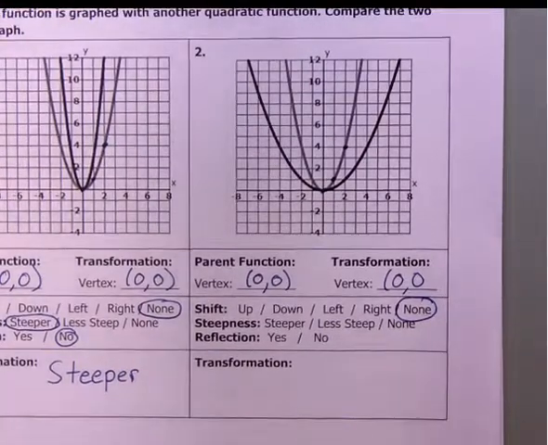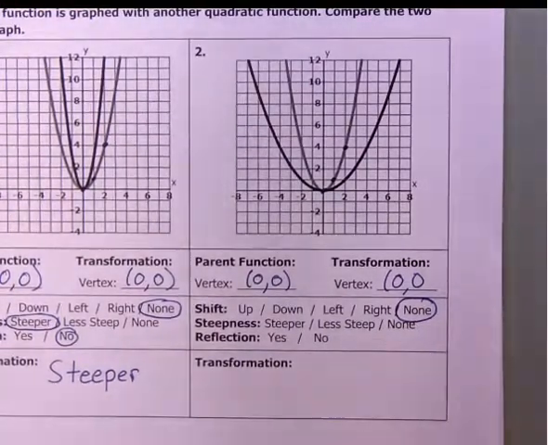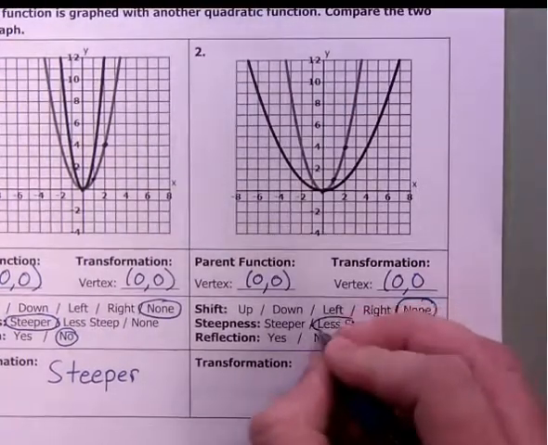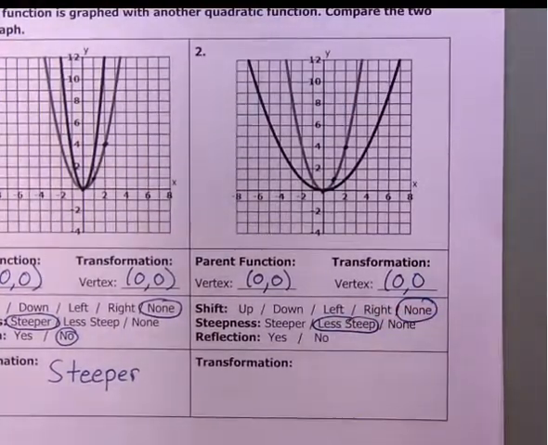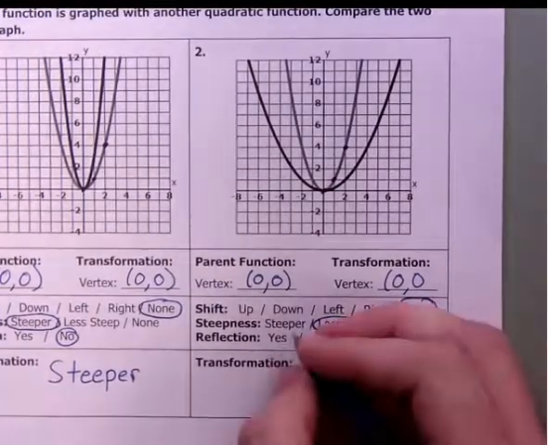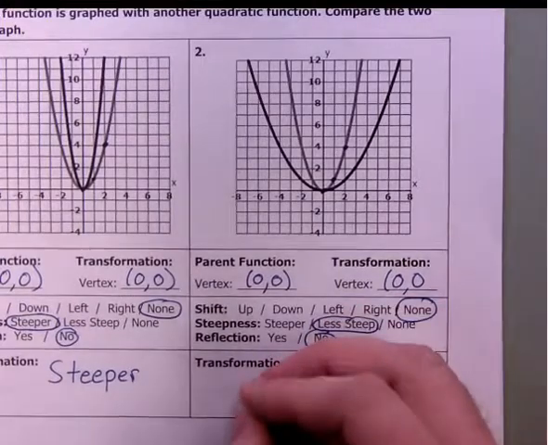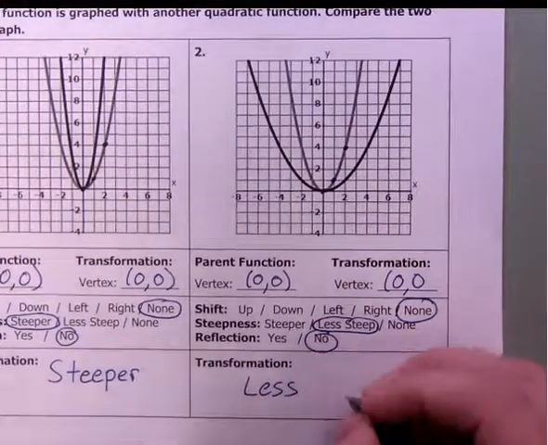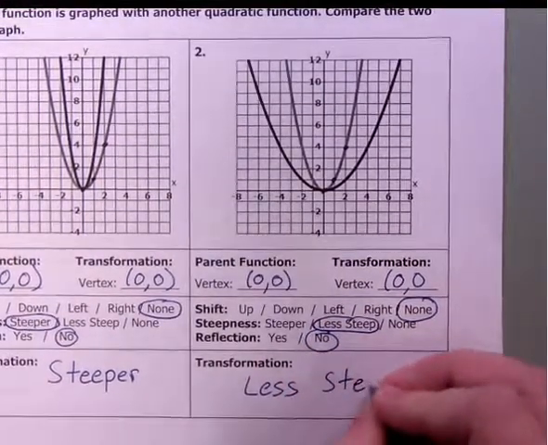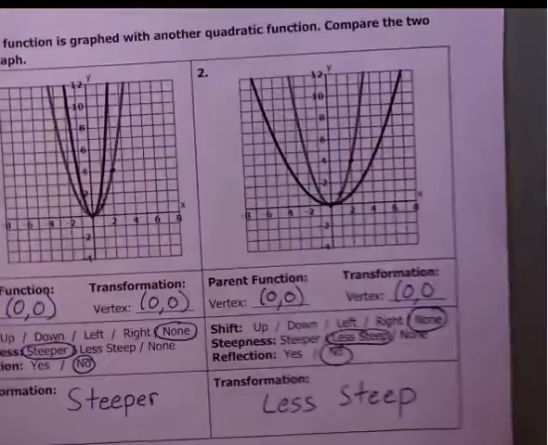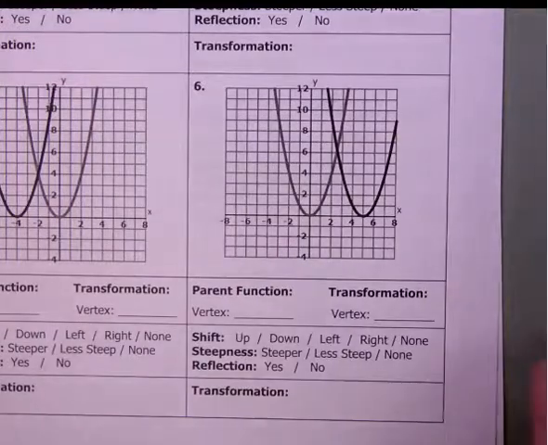As far as steepness goes, it has started to flatten out, and we're going to call that less steep. And then reflection, it's still going the same direction, so no reflection. So that was an example of steeper, and this is an example of less steep. Okay, next page.